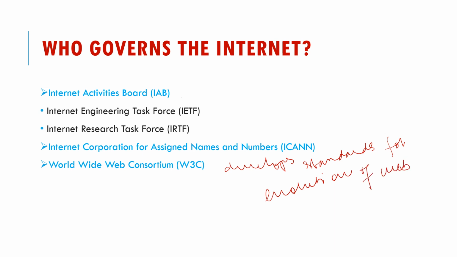So for your examination point of view, first of all, the abbreviations are very important. You have to remember all the abbreviations, that is IAB, Internet Activities Board, then IETF, Internet Engineering Task Force, IRTF, Internet Research Task Force, then ICANN, Internet Corporation for Assigned Names and Numbers, then W3C, World Wide Web Consortium. So these abbreviations are important, as well as we need to know the functionalities of each group.